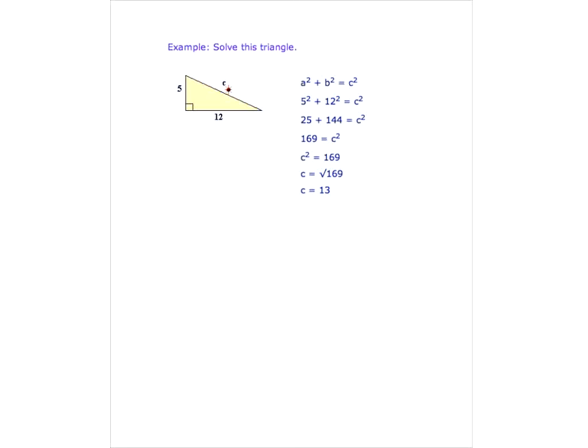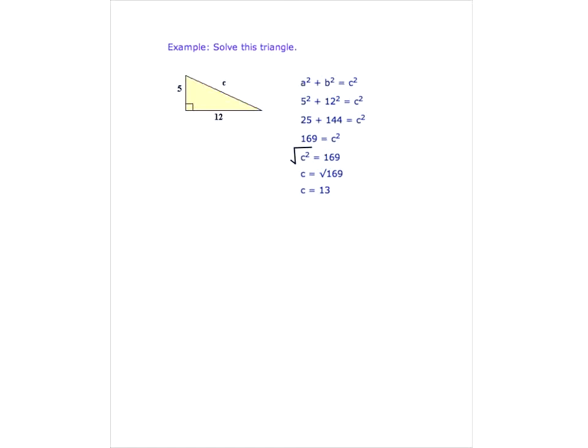How do we go from c squared to c? Taking the square root of something and squaring something are opposites. So if we take the square root of c squared, those two opposites give us just c. We want to do the same thing to both sides of the equation, so we also take the square root of 169, and we get 13. That gives us c equals 13.